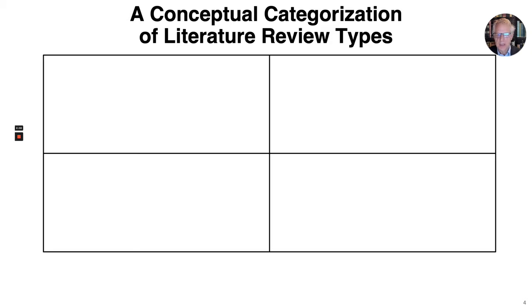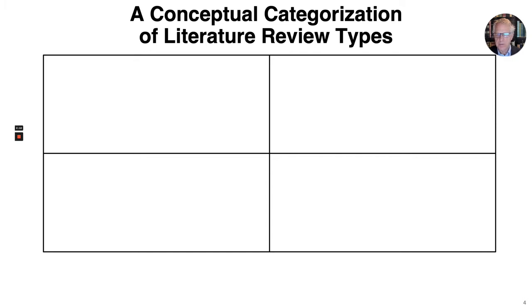In order to help us understand that in a little more detail, I have created a conceptual categorization of these literature review types. For this categorization, I've taken 13 of the 14 that were described on the prior slide, leaving out the literature review, considering that it is too broad to be of any use. And I've used a 2x2 matrix just to help us understand the basics of how we might categorize these.